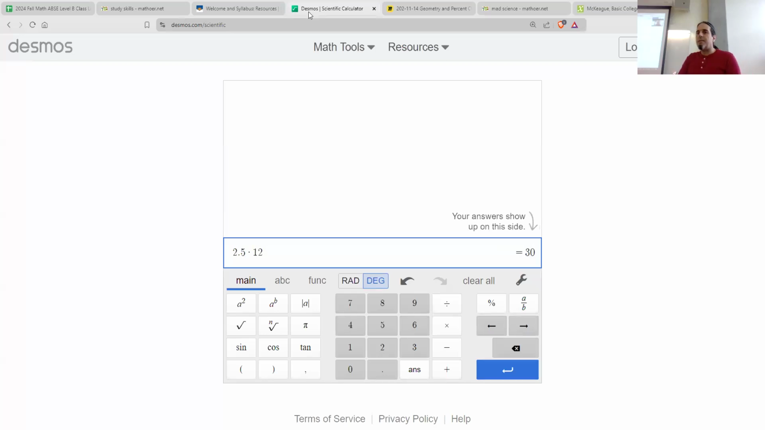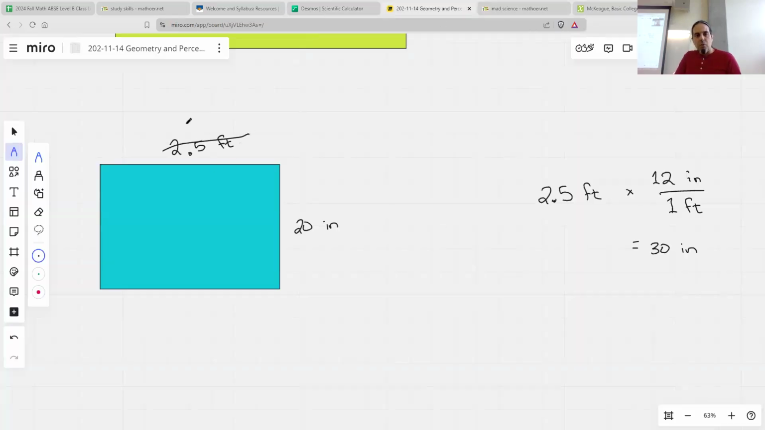Get your answer that way. So wherever I see 2.5 feet, I'll just cross it out and put 30 inches. Now it's the same as before. I'm trying to find the distance around this, so wherever there's an edge that's not labeled, I need to label it.